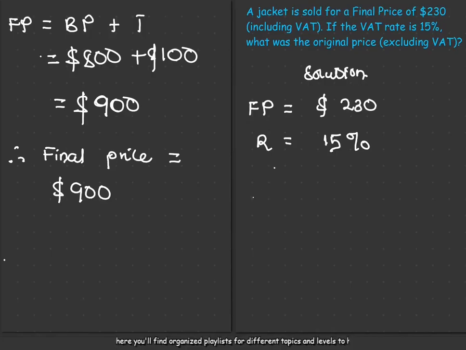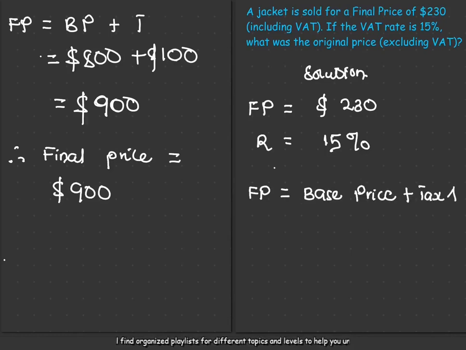We know that our final price, to solve for it, we need our what? Base price, then plus the tax amount. You see, we already have our final price. So how do we find what it says? What is the original price? How do we get the original price? But looking at what we have, do we even have our tax amount? We don't have our tax amount yet.